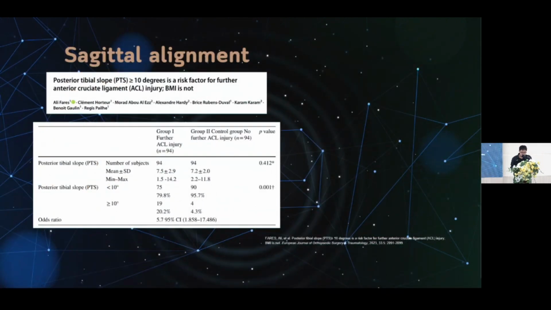However, some studies use a tibial slope of 10 degrees as a cutoff point. For example, the study by Ali Fares found that a tibial slope greater than 10 degrees was associated with a 5.7 times higher risk of ACL graft rupture.